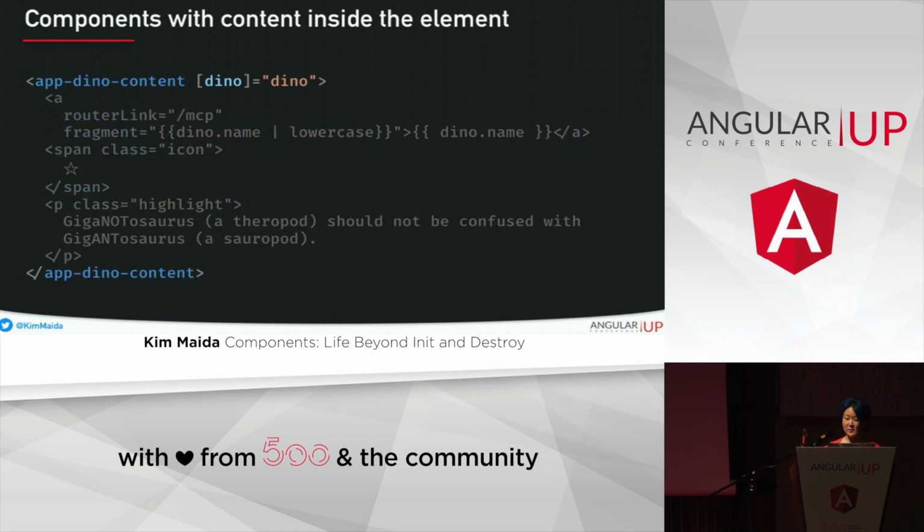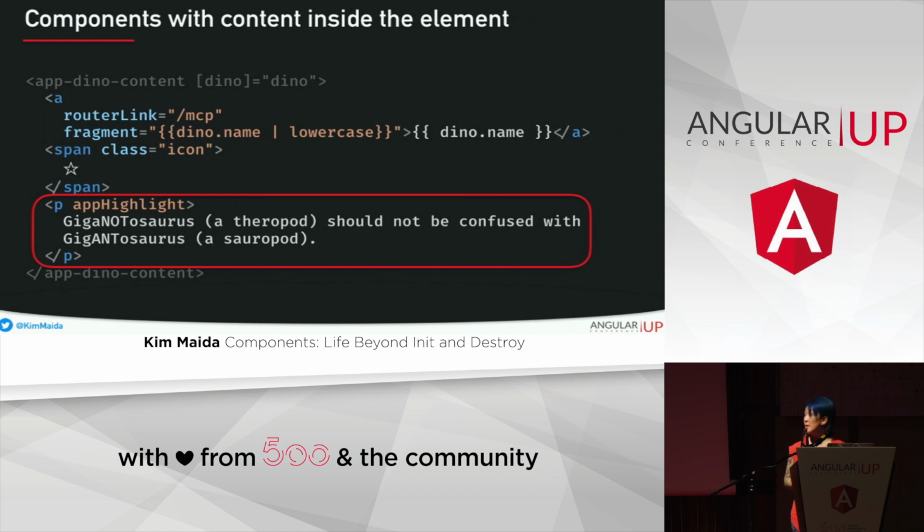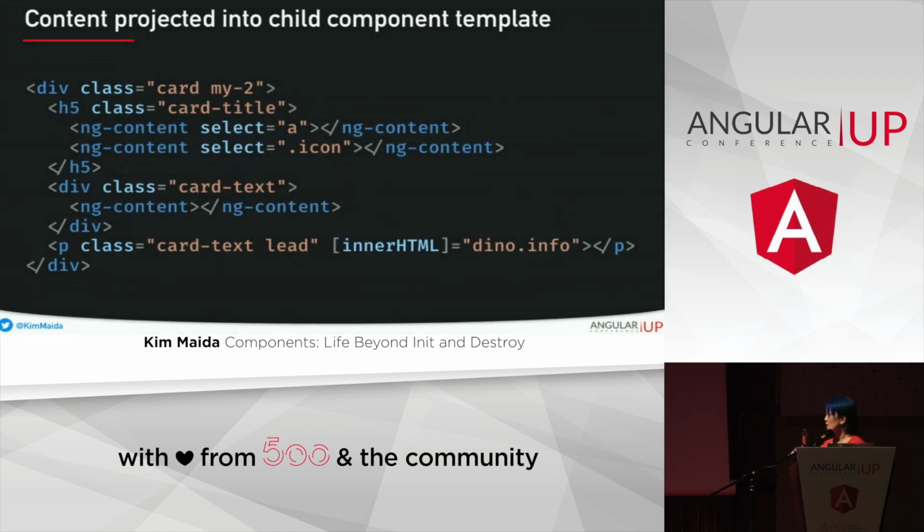So say we have a child component, it's got some data passed into it via an input. We can see that dino input there. And then inside this component, as it's displaying in the parent, we actually have some projected content. This includes several different elements. It's got an anchor tag, we have a span with a class of icon, and then finally we have a paragraph with a directive on it. So here's what that child component's template actually looks like.